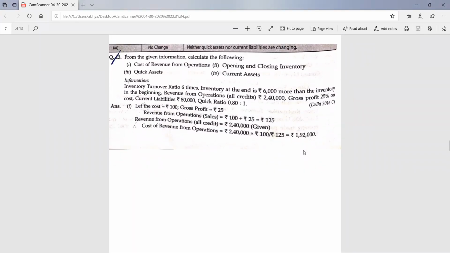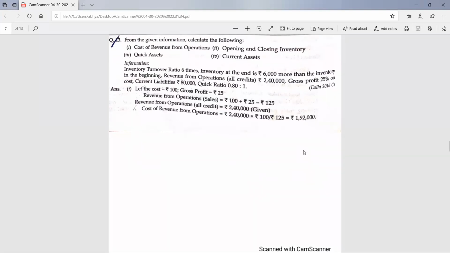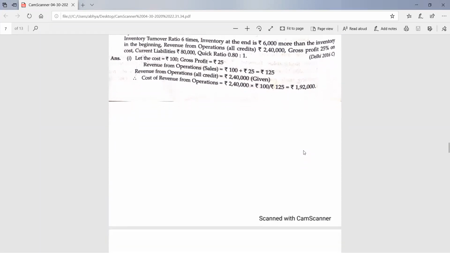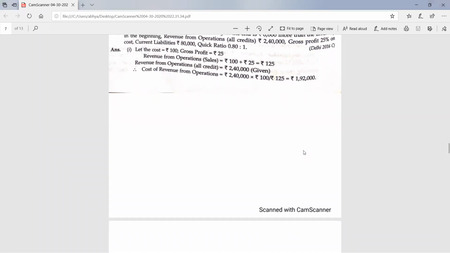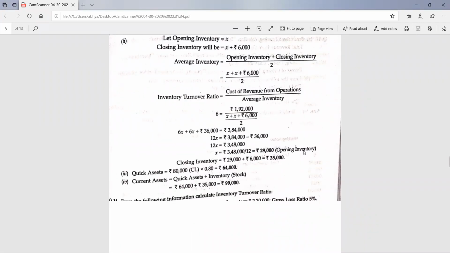This chapter is not very difficult because there are no journal entry, no ledger is required there. Just you have to revise the formula and you must know the contents of the formula. Like current asset is there, then what are the contents of current asset, what are the contents of quick asset, then easily you can do the chapter. So you can see that by using the same formula, we'll be able to know the cost of RFO, which is 1,92,000. Then opening inventory, I told you X. Then closing inventory, 6,000 more than the opening inventory. So X plus 6,000. Now make the equation and find out the value of opening inventory. Solve the value of X.